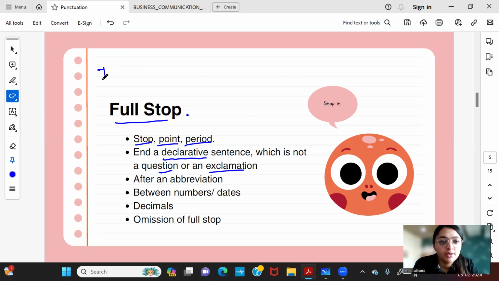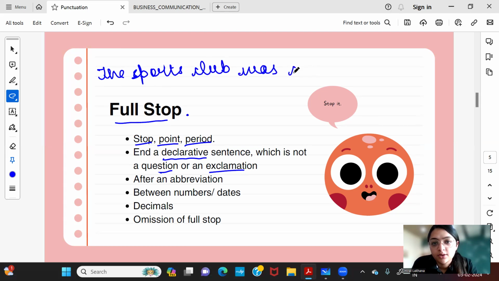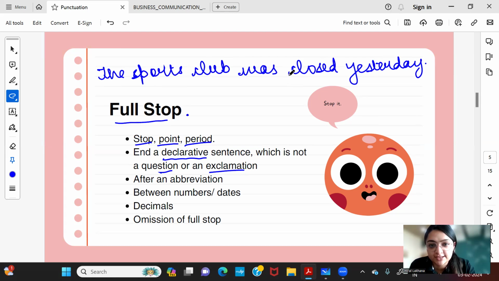So to take, for example, the sports club was closed yesterday. If you could see this, this sentence is declaring something. It is declaring that the sports club was closed yesterday. So this way, at the end of this sentence, there is a full stop in place here, which indicates that there is no continuation to this sentence and this sentence has officially ended.